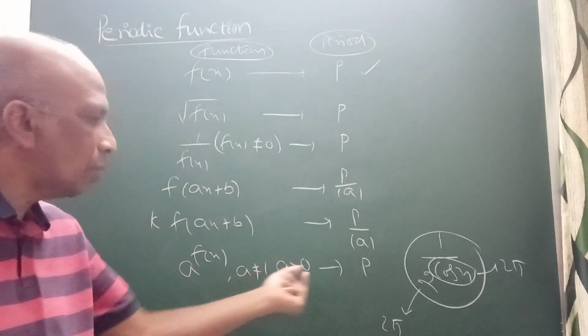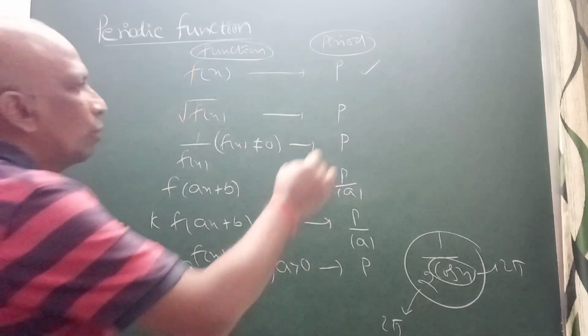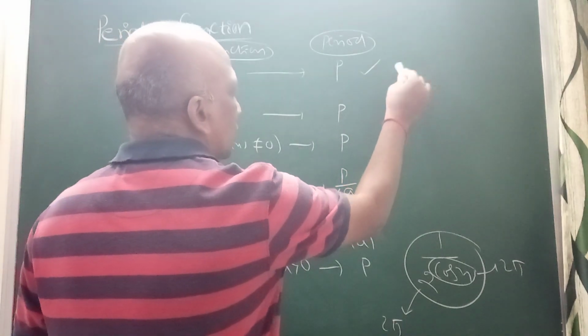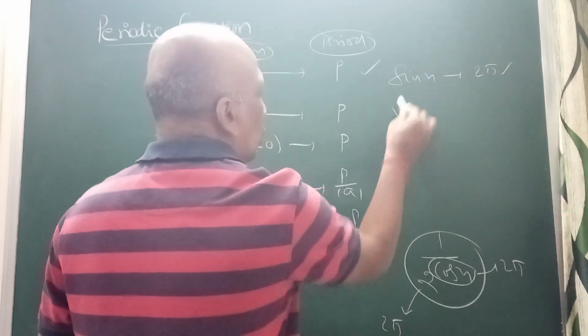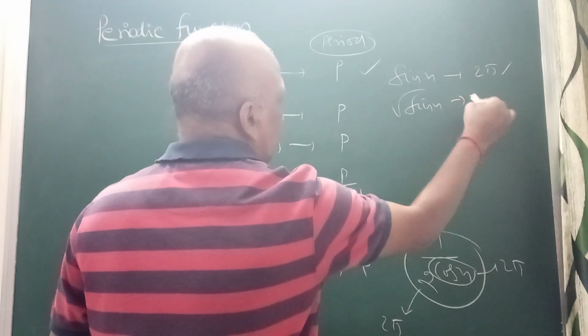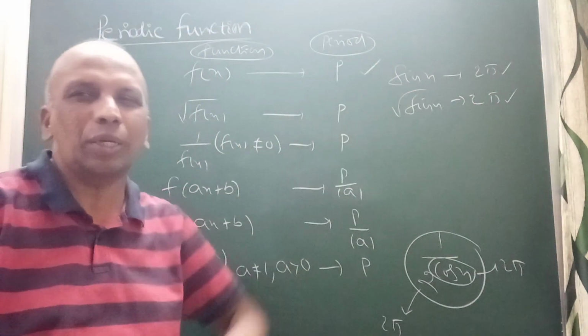Depend upon this, you can remember. Here, again, suppose they are given the period of sin x. We know the period of sin x is 2 pi. So root of sin x is also 2 pi. There is no change. The period of root of sin x is also 2 pi only.